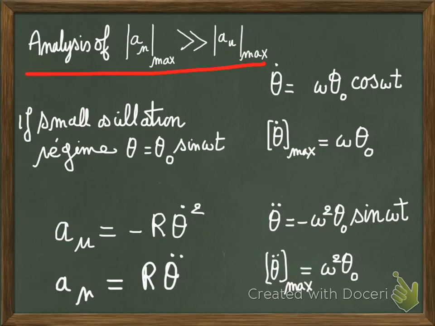In case of the angular acceleration, the second derivative versus time leads to a maximum value for this theta double dot equal to omega square theta 0. And we know that AU is equal to minus r theta dot square, and AN equal r theta double dot. That is respectively, theta dot is the first derivative of angle versus time, and theta double dot is the second derivative of the angle versus time.